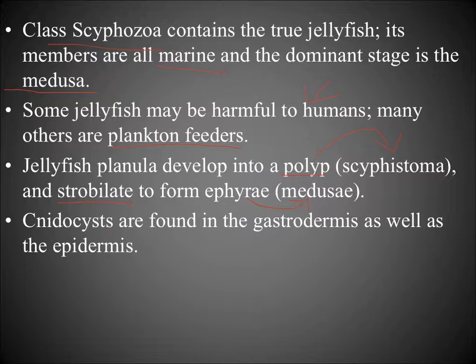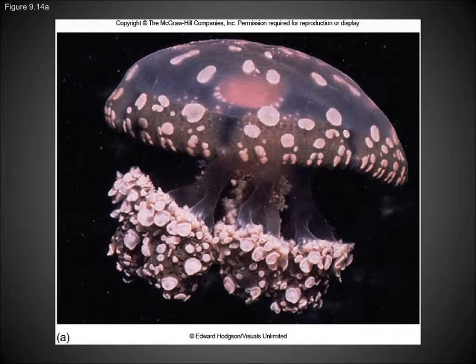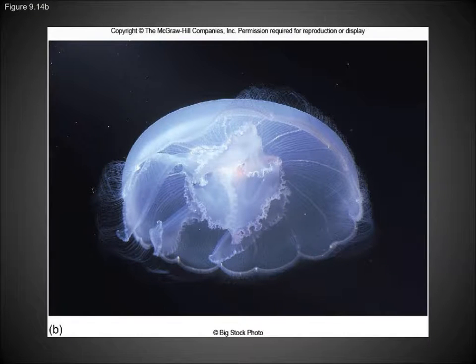Now these guys have cnidocytes as well. Their cnidocysts are actually found in the epidermal layer and in the gastrodermis. And here's a picture of one jellyfish. And here's a picture of another kind of jellyfish. This one is called Aurelia, and it's one of the most common.